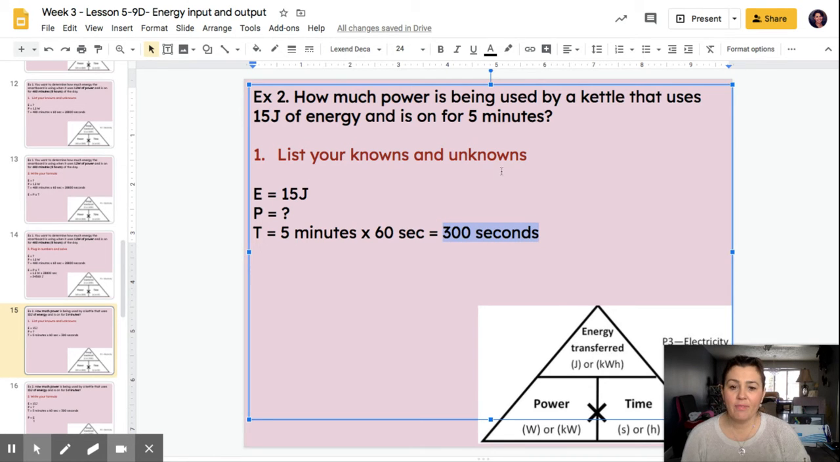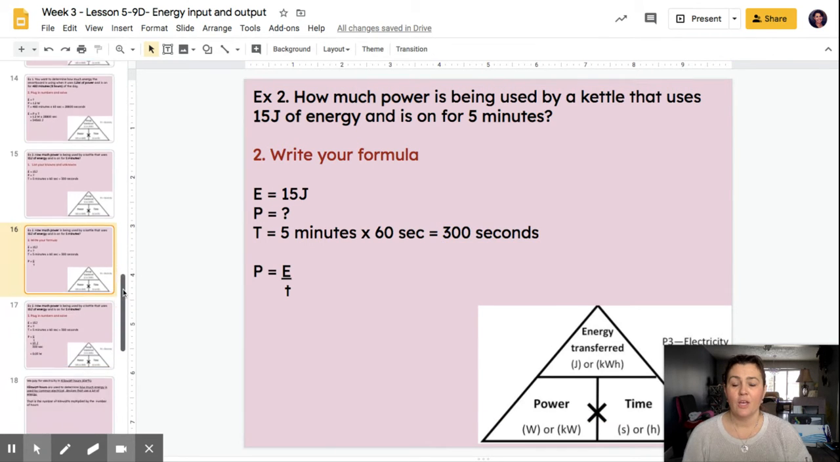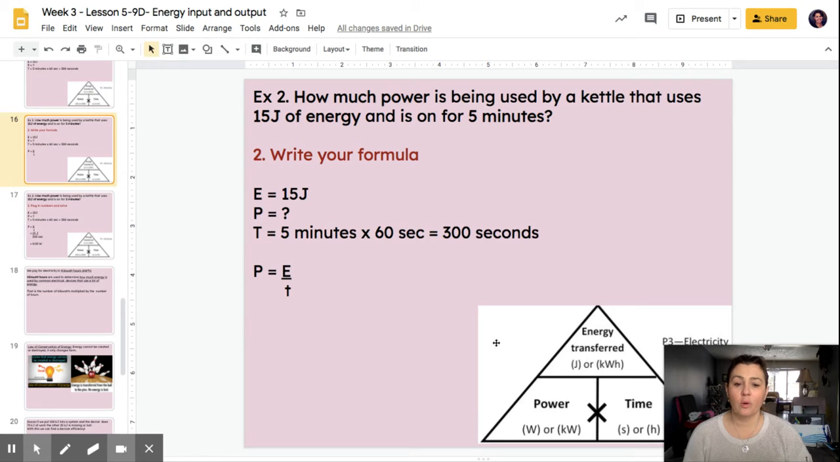Now, once we have that figured out and we know we're looking for P, the next step is we need to write down the formula. The formula normally is E equals P times T, but we're looking for P. So P equals E divided by T. So we have the formula, and we just need to substitute in. P equals 15 joules divided by 300 seconds.